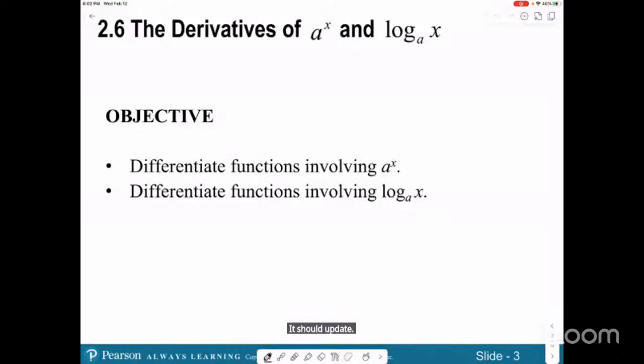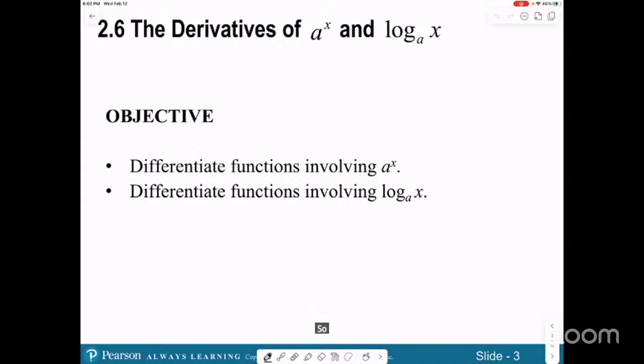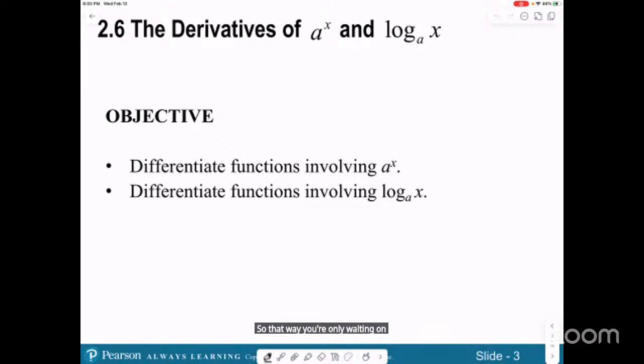The only other thing is that after exam 1, anything that's late, I'm going to submit as 0. You can still augment it, but if you don't ever touch it, it has to show up in the grade book as a 0 as opposed to blank, until you come back and complete those assignments. We have all semester. The best plan is to get this stuff done as early as possible, so that you're only waiting on exams. Just get your attendance, submit your exams, and you're Gucci.